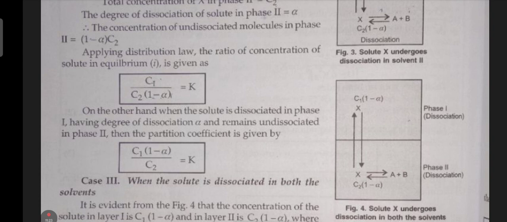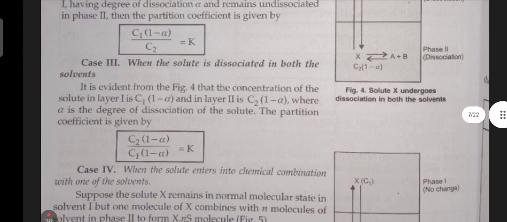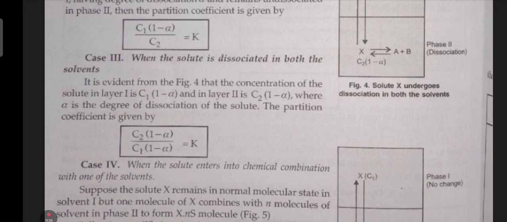On the other hand, when the solute is dissociated in phase 1, having the degree of dissociation alpha, and remains undissociated in phase 2, the partition coefficient is given by C1 into 1 minus alpha upon C2 is equal to K. Now we will discuss case 3, when the solute is dissociated in both of the solvents. It is evident that the concentration of solute in layer 1 is C1 into 1 minus alpha and in layer 2 is C2 into 1 minus alpha, where alpha is the degree of dissociation of solute.